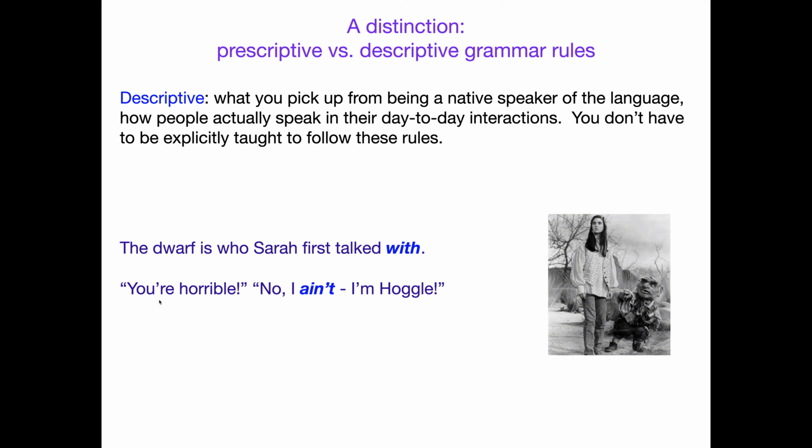Sarah says, "You're horrible." She's kind of mad at Hoggle. And Hoggle says, "No, I ain't. I'm Hoggle." This is perfectly natural for Hoggle to say.